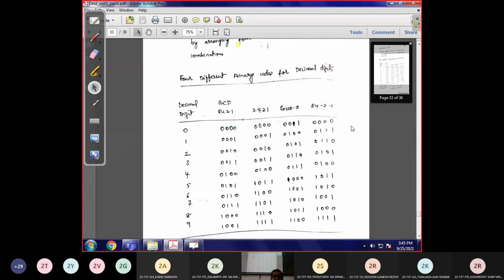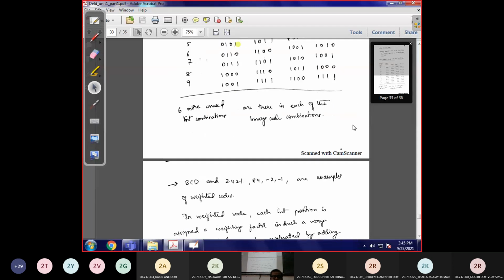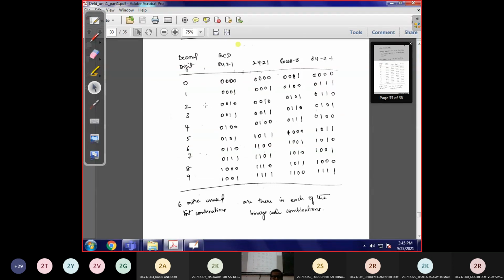Now going further, there are other examples. Using 4 bits, there is a possibility of 2 power 4, that is 16 combinations. But we are only representing the first 10 combinations. Therefore, 6 more are unused binary combinations, which do not represent decimal digits. So of the 16 binary combinations, we use only the first 10 to represent the decimal digits from 0 to 9 in this table.